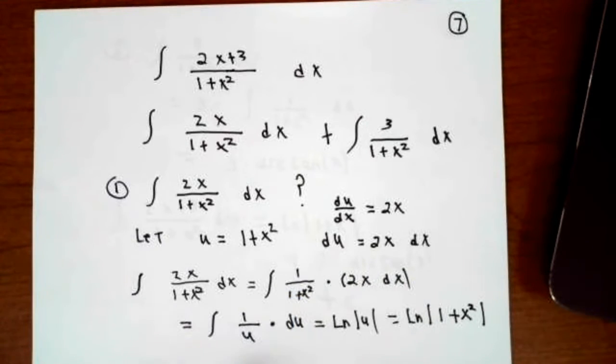1 over 1 plus x squared is 1 over u. 2x dx is du. So that turns this first integral into the integral of 1 over u with respect to u, which is on our list. That would be natural log absolute value of u. And since u is 1 plus x squared, I can write 1 plus x squared in instead of the u.